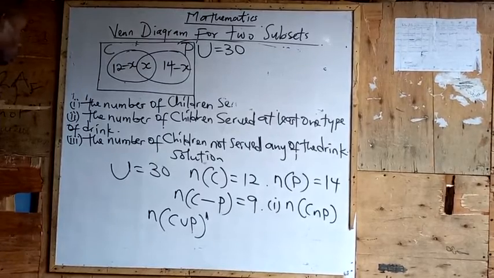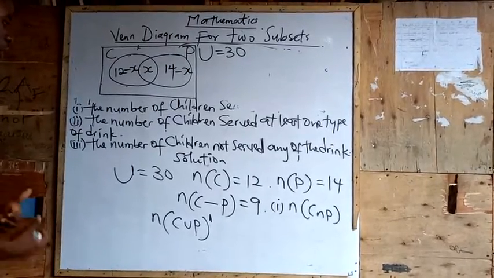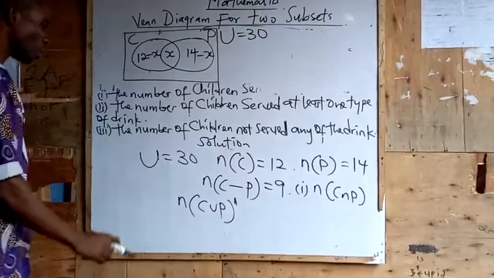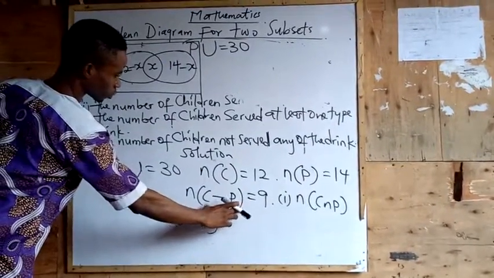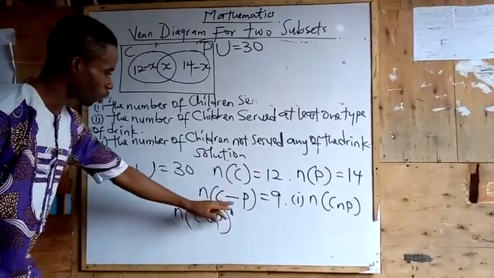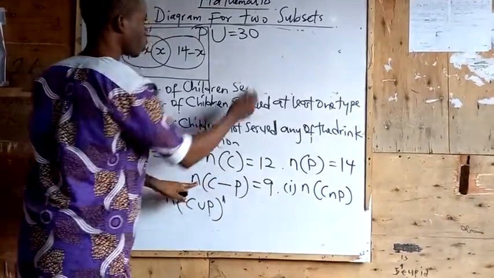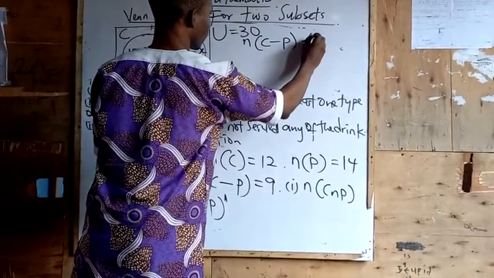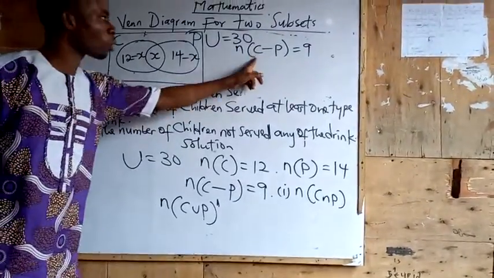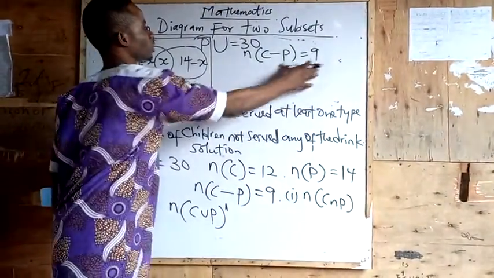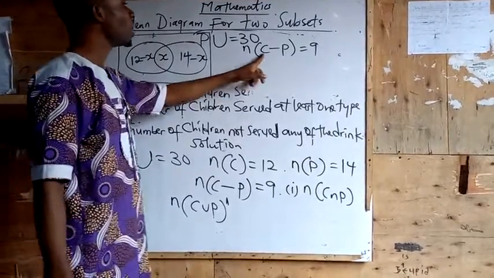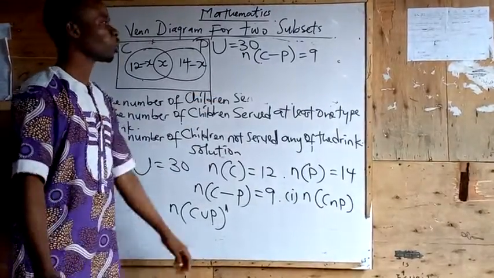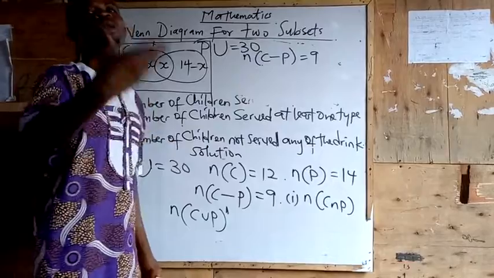Very good. Now, what are we going to find? They said we should find the number of children. Now, listen to this. In the question, they gave us the number of Coca-Cola but not Pepsi. They say it is 9. That means the people served Coca-Cola but not Pepsi are 9. The meaning is that it is only in Coca-Cola but not in Pepsi. That means Coca-Cola only.